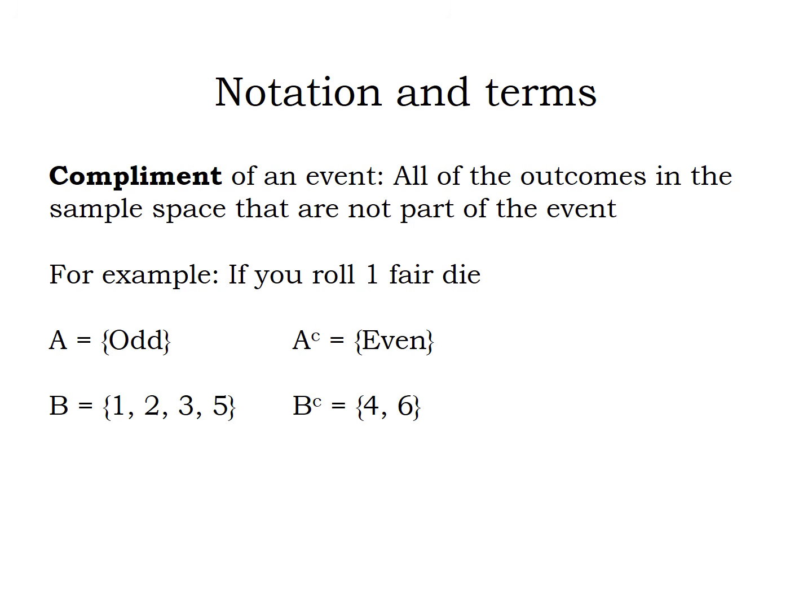Now, event B had the numbers 1, 2, 3, and 5. So in our sample space, we're missing the 4 and 6. So our complement of B would just be the event that we roll a 4 or a 6. And finally, the complement of event C would be all the numbers 1, 2, 3, 4, and 5, because when you pair them up with the 6, we get the entire sample space.